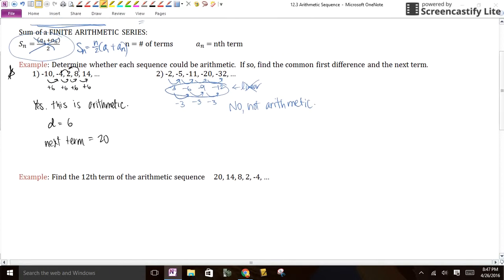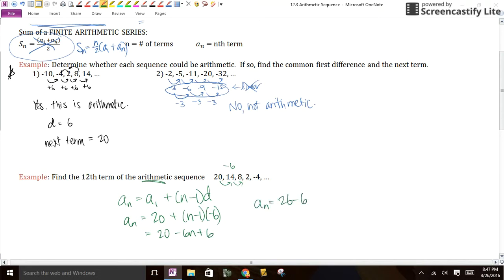So here it says find the 12th term. You have two options. You can either write out all 12 terms, or you can say, oh wait, it's arithmetic, I can make a formula. The explicit formula is the first term plus n minus 1 times d. And I can tell you the first term is 20 because I can see it. And n minus 1 times d: what are they doing every time? It looks like they're subtracting 6, so negative 6 is d. Well, I can clean this up a little bit: 20 minus 6n plus 6, or a sub n is 26 minus 6n.